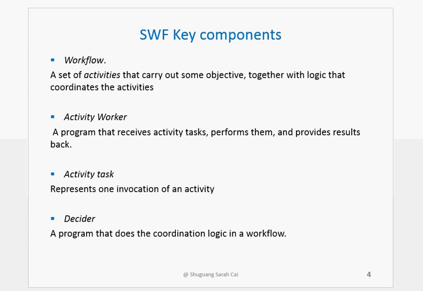AWS Simple Workflow Service has a couple of key components. It includes workflow, activity worker, activity task, and decider. A workflow is a set of activities that carry out some objective, together with logic that coordinates the activities. An activity worker is a program that receives activity tasks, performs them, and provides results back. An activity task represents one invocation of an activity. A decider is a program that does the coordination logic in a workflow.